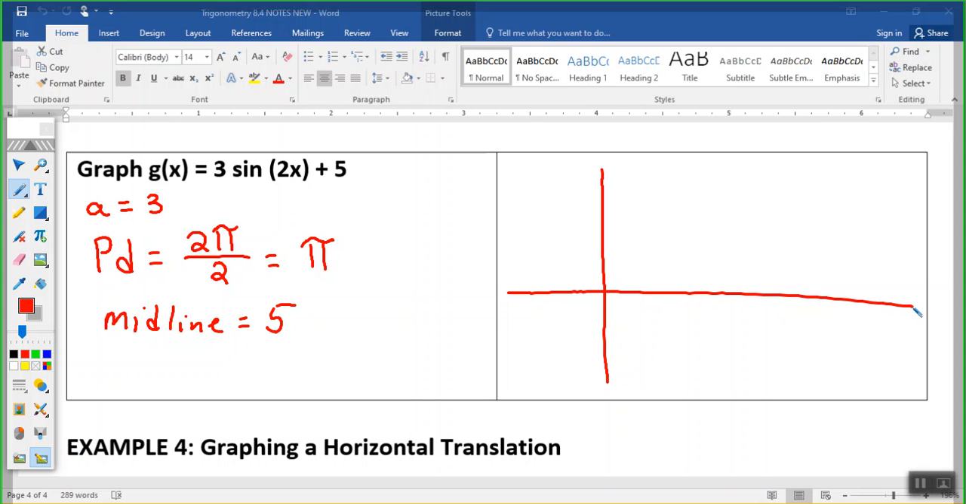At pi, it went back to 0. At 3 pi over 2, it went to negative 1. And at 2 pi, it went to what? 0. Okay, my friends, here's the original parent function right here.